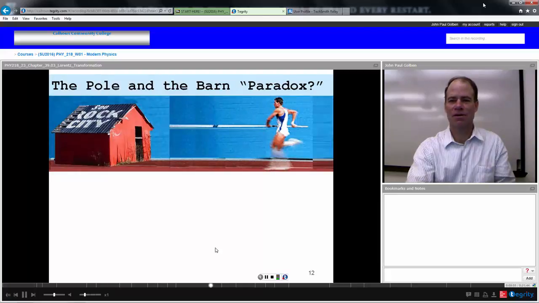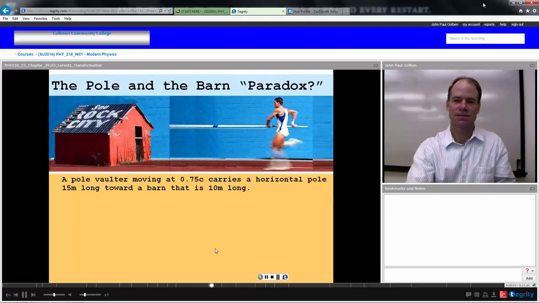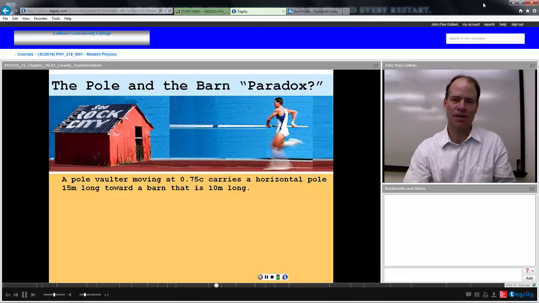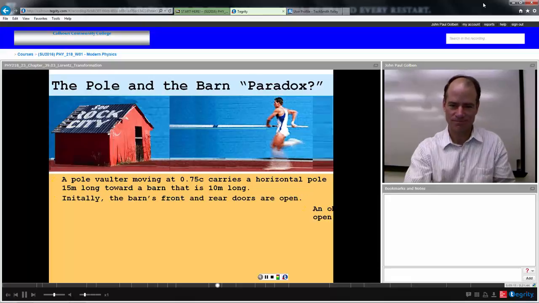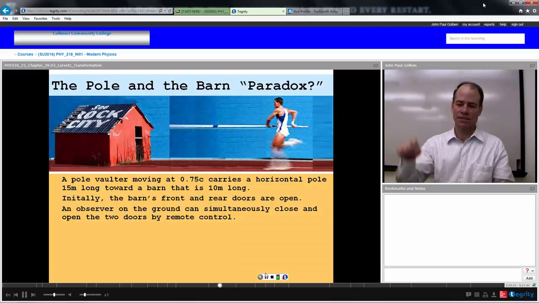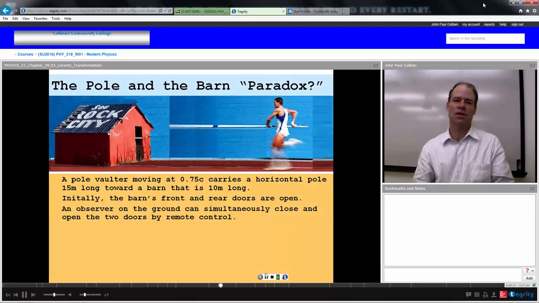Pole and the barn paradox. A pole vaulter moving at 0.75 c, pretty fast, so it must be an Olympic pole vaulter, carries a horizontal pole 15 meters long toward a barn that is only 10 meters long. Initially, the barn's front door and rear doors are open. An observer on the ground can simultaneously close and open the two doors by remote control.